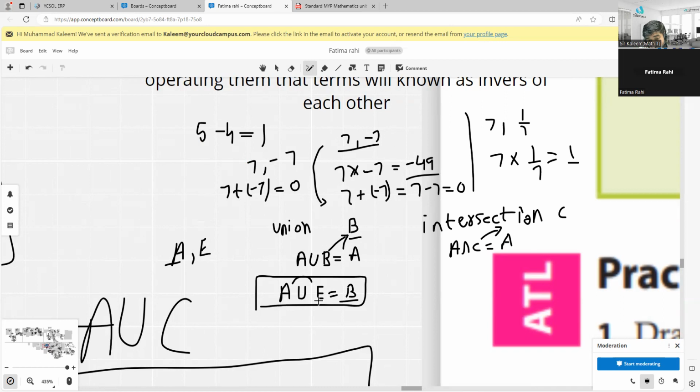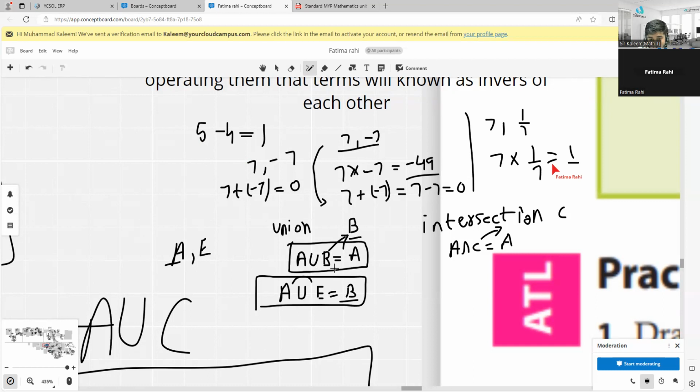Yes, they are inverses. Why? Because their union operation is equal to the union identity. Is the universal thing with A union B always A? No, not always. This is just given in this question. Suppose you have a question in which A union B is equal to A, this does not always happen. This is just given for this question.